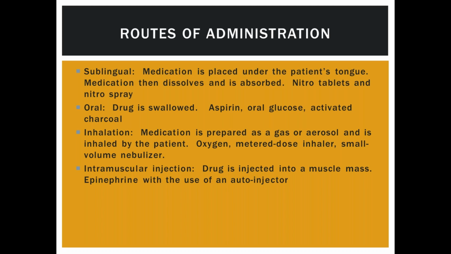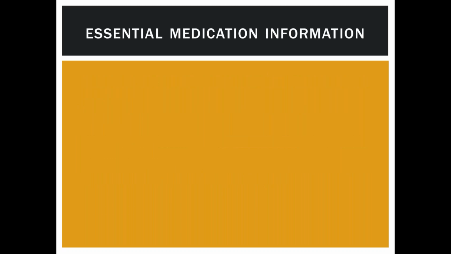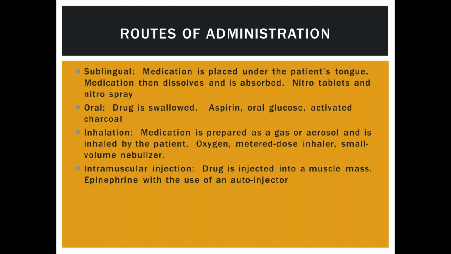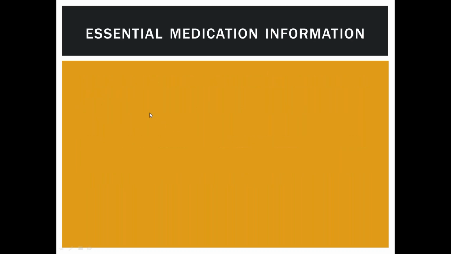Our intramuscular injection is going to be a medication that is directed into a large muscle mass. So when we're administering epinephrine with the use of an auto-injector, that would be IM or intramuscular. When we're administering epinephrine with a needle, that would be subcutaneous. The other route that was not listed on this slide is intranasal, and again, we are going to be giving that with our Narcan administration.